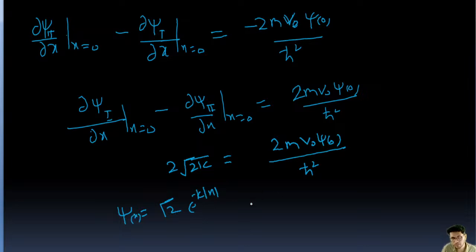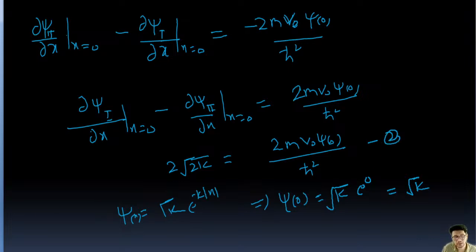Now that implies psi naught, if you take x equal to 0, so this is going to be root k, guys. Root k, e to the power 0 is 1, so root k. So this psi naught value is root k. Now we'll put this into the value of psi naught.